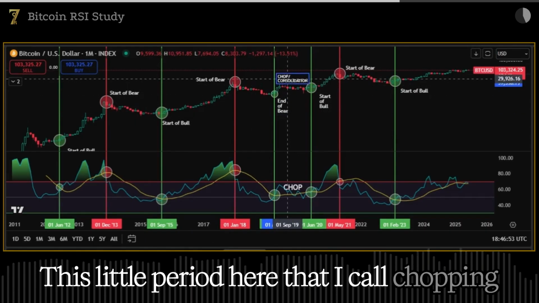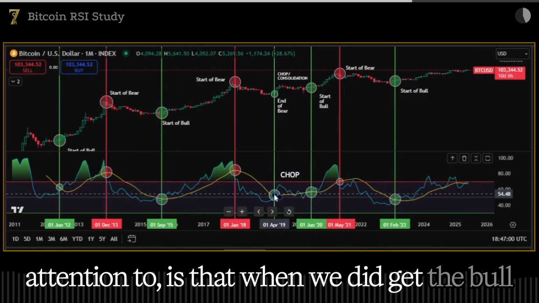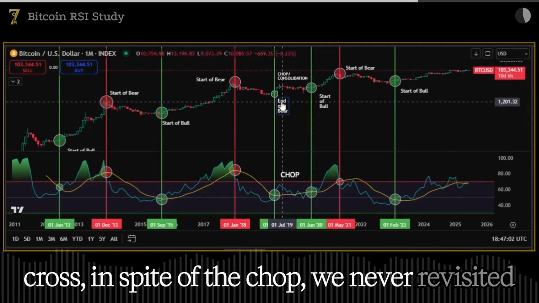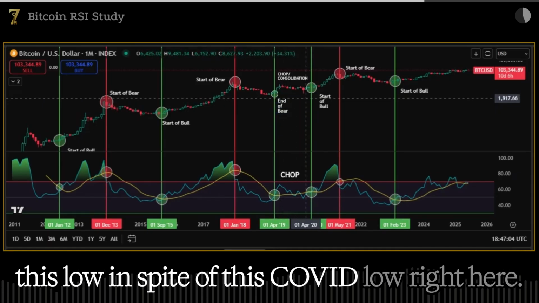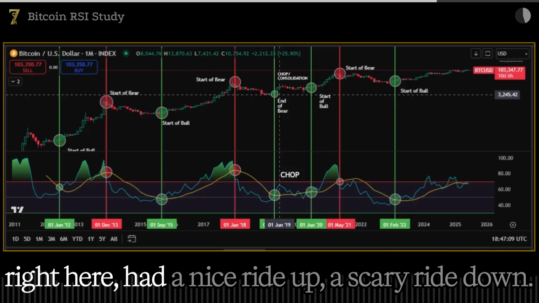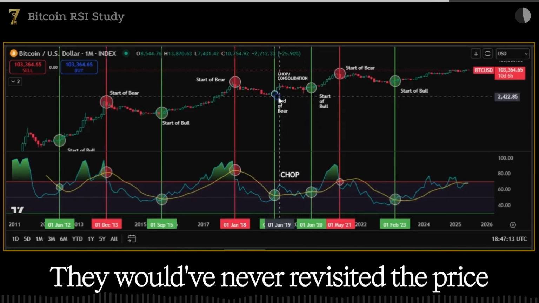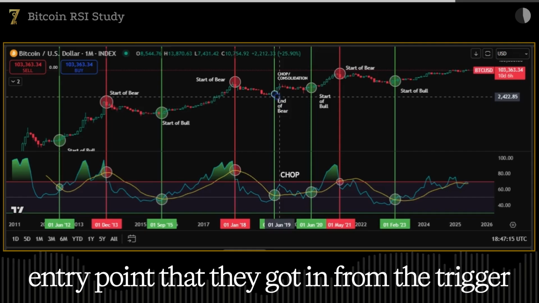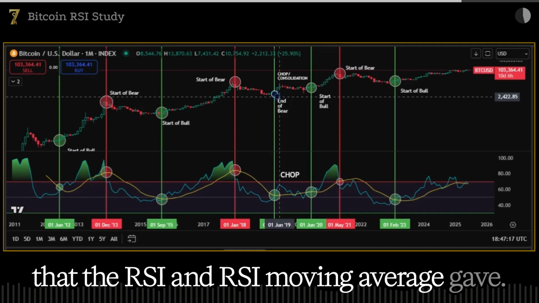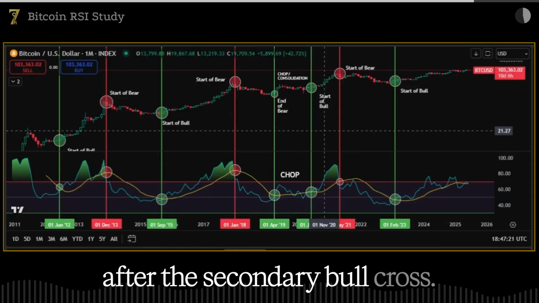This little period here that I call chop and consolidation, the one thing I want to draw your attention to is that when we did get the bull cross, in spite of the chop, we never revisited this low, in spite of this COVID low right here. So one could have actually gotten into Bitcoin right here, had a nice ride up, a scary ride down. They would have never revisited the price entry point that they got in from the trigger that the RSI and RSI moving average gave. But the real start of the bull happened after the secondary bull cross.